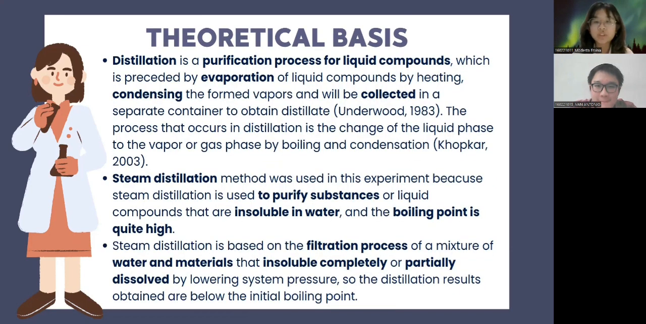Distillation is a purification process for liquid compounds, which is preceded by evaporation of liquid compounds by heating, condensing the vapors, and collecting them in a separate container to obtain distillate. The process that occurs in distillation is the change of liquid phase to the vapor or gas phase by boiling and condensation. The steam distillation method was used in this experiment because steam distillation is used to purify substances or liquid compounds that are insoluble in water and whose boiling point is quite high. Steam distillation is based on the distillation of a mixture of water and materials that are insoluble completely or partially, by lowering system pressure, so the distillation results are obtained below the initial boiling point.